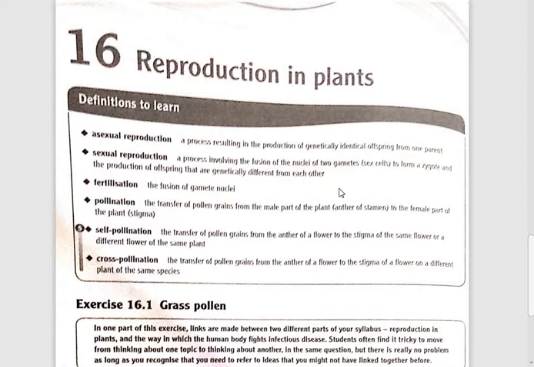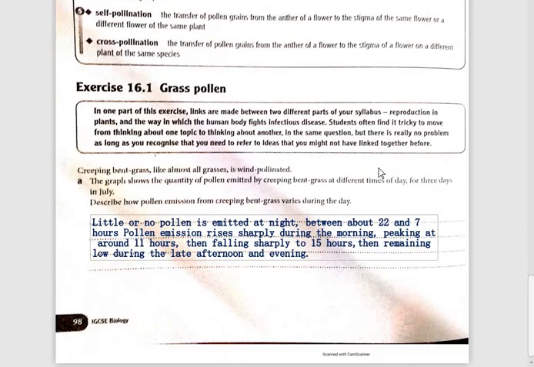I wanted to note to you that you remember previously I said that sexual reproduction involves the sperm and the egg cells. Actually, for this chapter, since it's about plants, it's mainly about the pollen and the ovules that take part in the fertilization. And so let's move on to the first question, which is exercise 16.1, grass pollen.